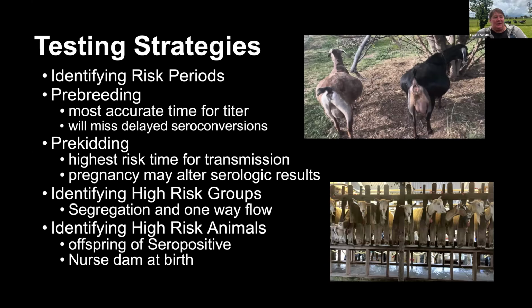Identifying high-risk groups, so segregation and one-way flow, and then identifying high-risk animals. High-risk groups are going to be your positive herd and negative herd, and then high-risk animals are like the offspring of the seropositives. They might be raised alongside the offspring from the seronegatives, but that individual animal has a higher risk of being seropositive at some time in her life. And then if they nurse their dam at birth, even if it's a herd that has CAE, even if that is a seronegative dam, that animal would still be considered higher risk than a kid that did not nurse their dam.